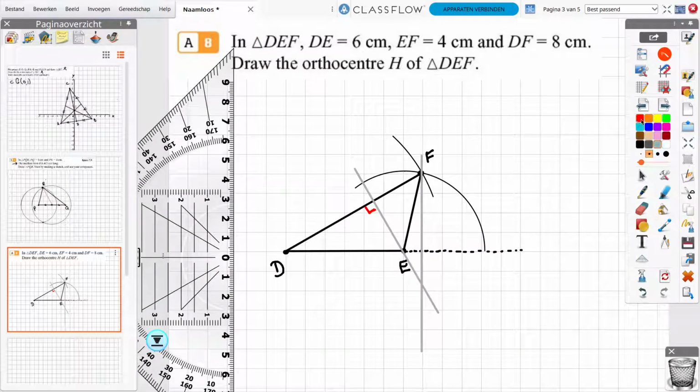And why is this now an altitude? Because it's perpendicular on the extension of DE and goes through the opposing point. Perpendicular.